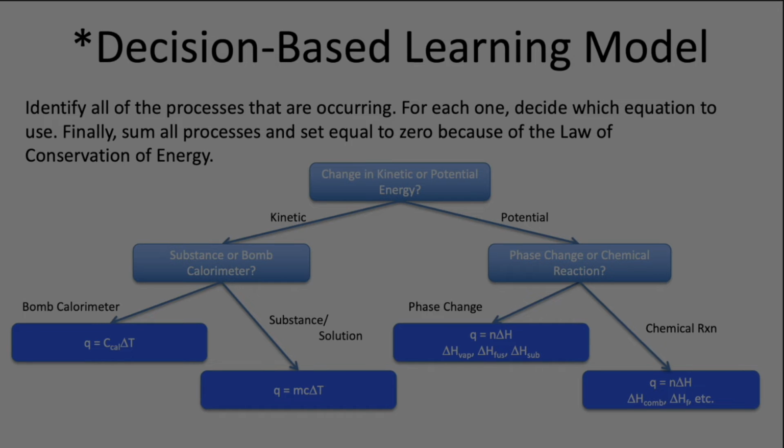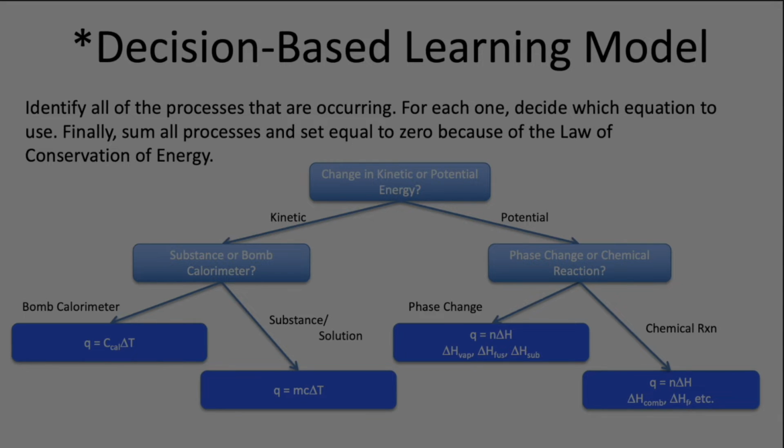So if I come back to my decision-based learning model, I'm going to start with iron cooling down. I'm going to ask, is this a change in kinetic or potential energy? Because the temperature is changing, it's cooling down, I know that's a change in kinetic energy, because remember, temperature is just a measure of the average kinetic energy. My next question is, is this a substance or is it a bomb calorimeter? In this case, it's iron, which means it's a substance. So I'm going to use Q equals MC delta T. So I'm going to have a Q equals MC delta T for my iron.